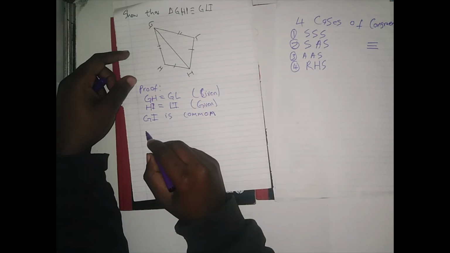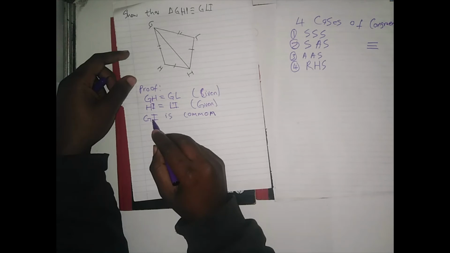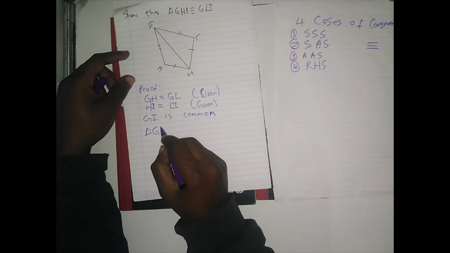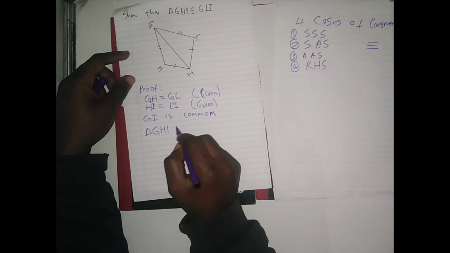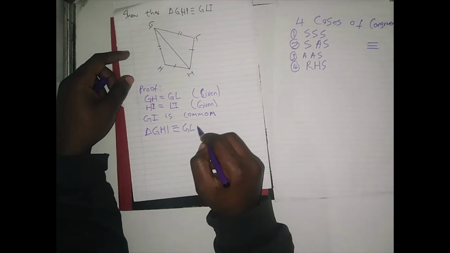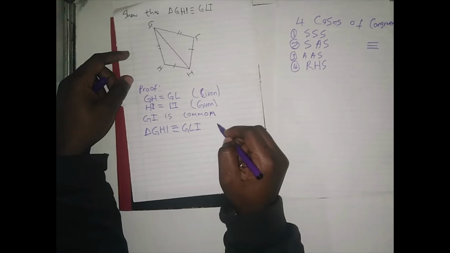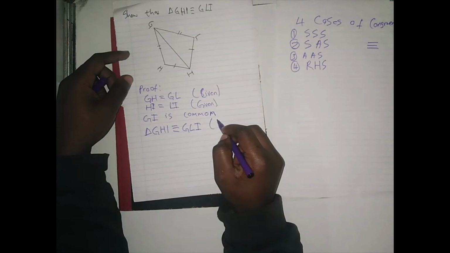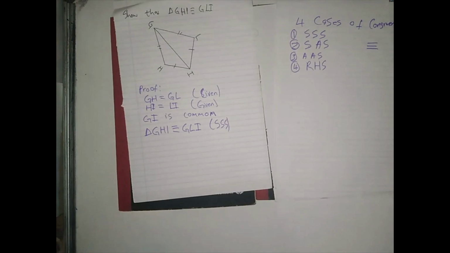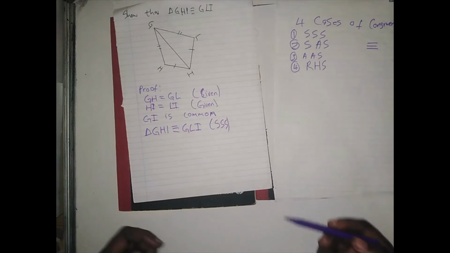And remember, GI is a side. So you've got a side, a side and a side. So then you get triangle GHI being congruent to triangle GLI. Now what is the reason? The reason is side, side, side.